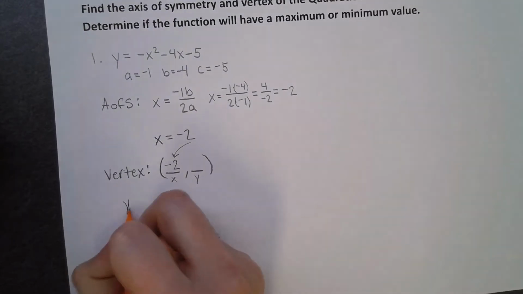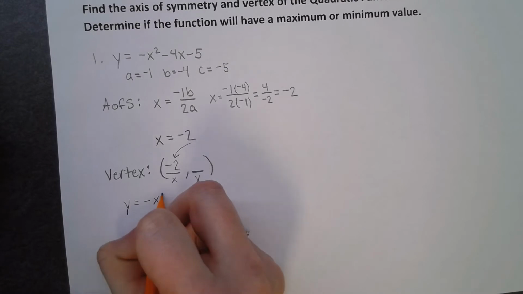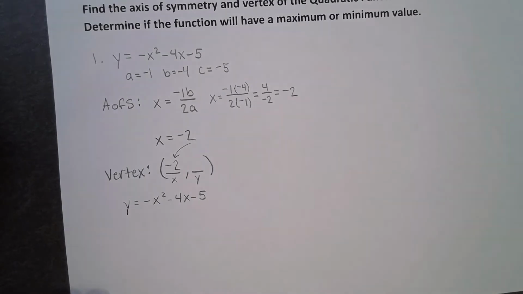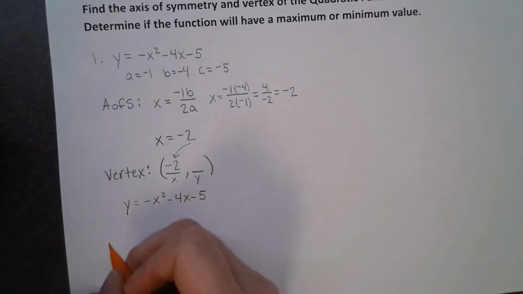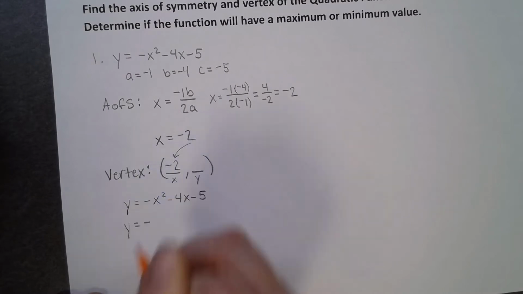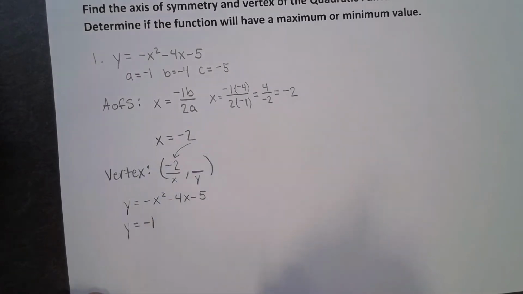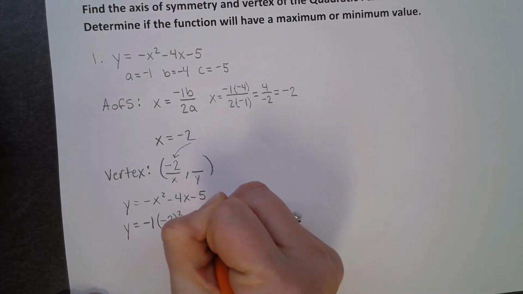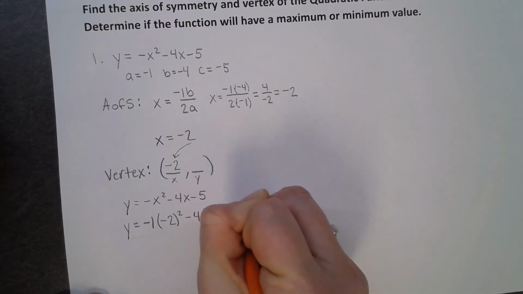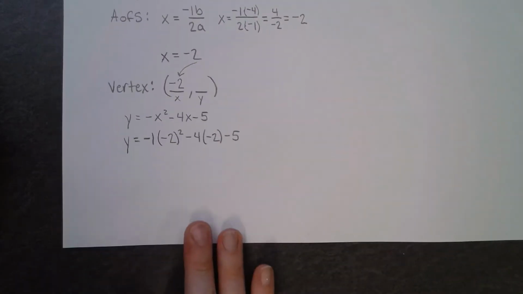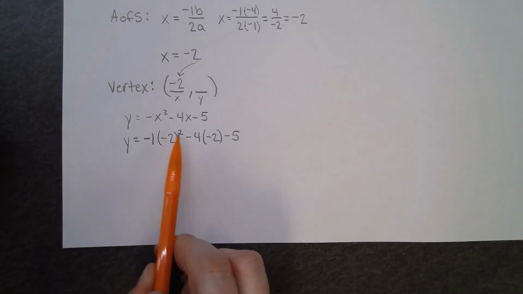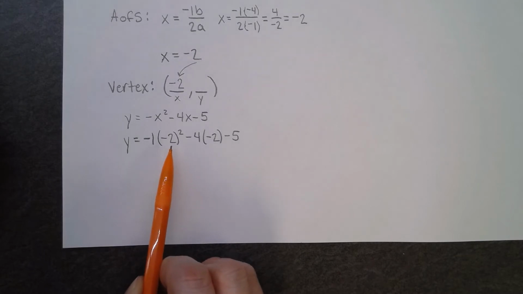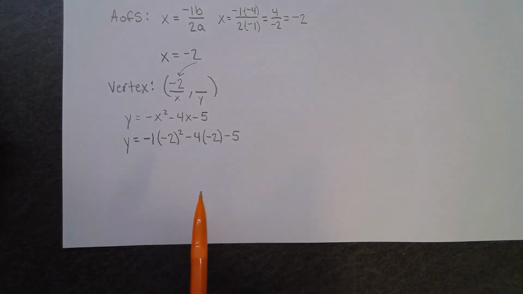So we have y equals, I'm just copying my original equation. So y equals negative x squared minus 4x minus 5. We're going to plug in that x. So negative, remember this was a negative 1 as our a. Then we're going to square the negative 2 minus 4 times negative 2 minus 5. And this is definitely where it's going to be important that you substitute using parentheses, because squaring a negative 2, you must have parentheses around it or else it will not work correctly.